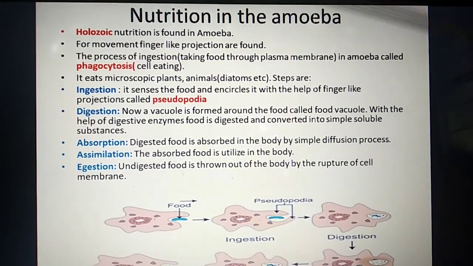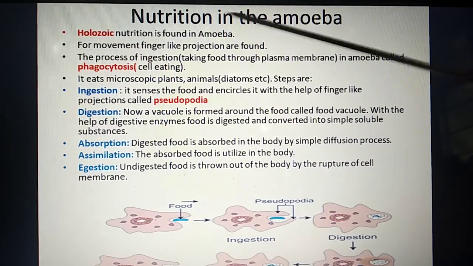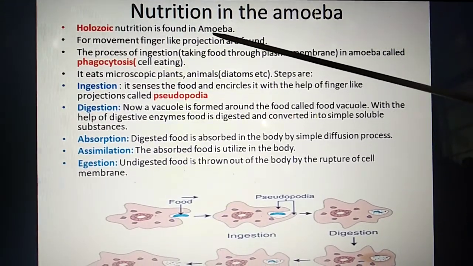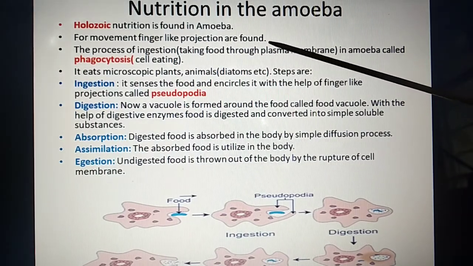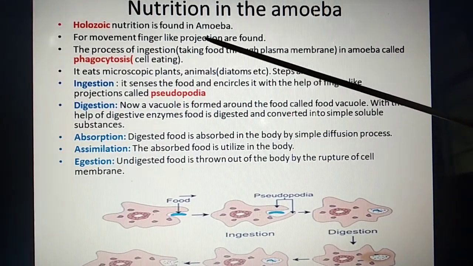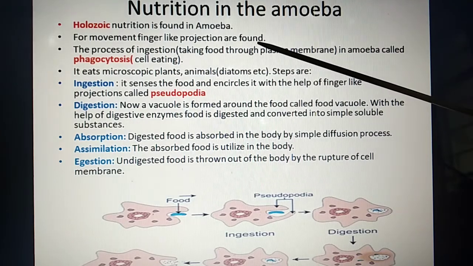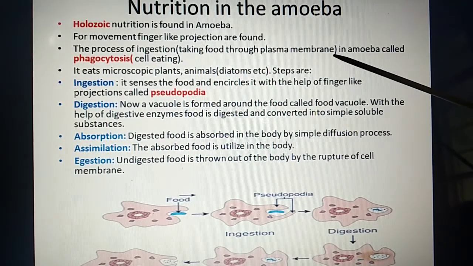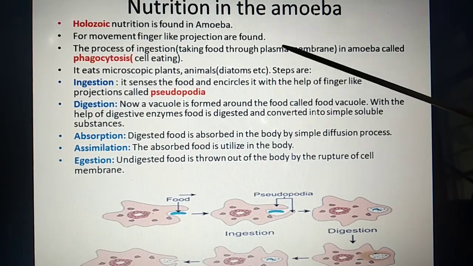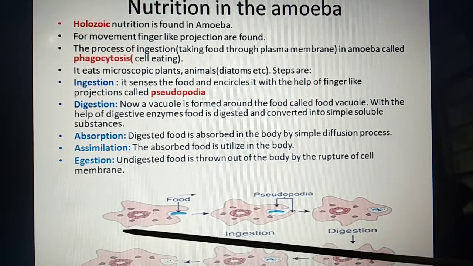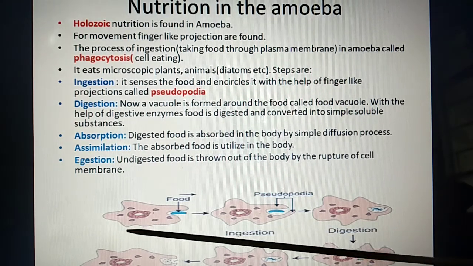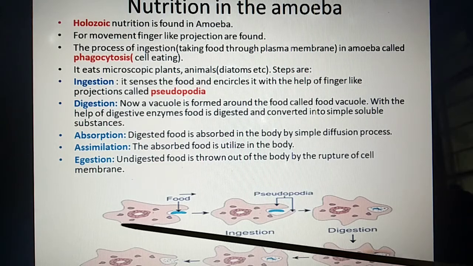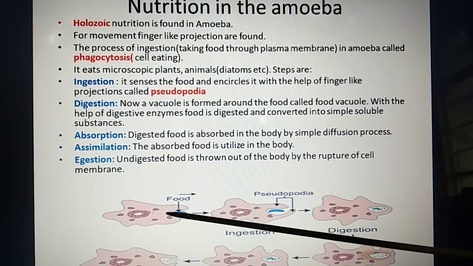Now see, next, again holozoic. In the amoeba, holozoic nutrition is found. And for the movement, finger-like projections are found, which are called pseudopodia. What are these projections called? Pseudopodia. And the process of ingestion is taking food through the plasma membrane. We all know amoeba does not have any particular organ. It is a single celled animal. Then the plasma membrane is the outer membrane. Through this it takes the food inside.